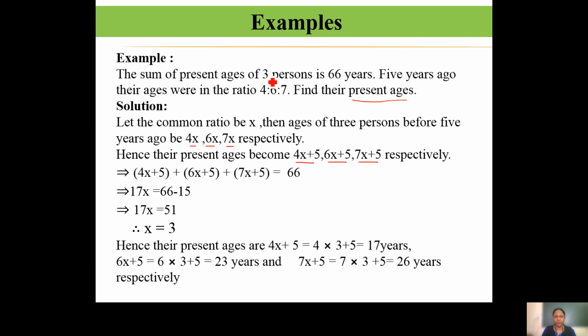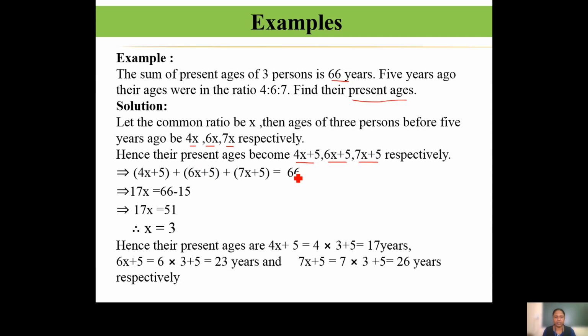And now we can use the information that the sum of their present ages is 66 years. So now we'll just add these ages. 4x plus 5 plus 6x plus 5 plus 7x plus 5, which is 66. Adding the terms of x together, 4x plus 6x plus 7x, here we'll get 17x, and 5 plus 5 plus 5 is 15.